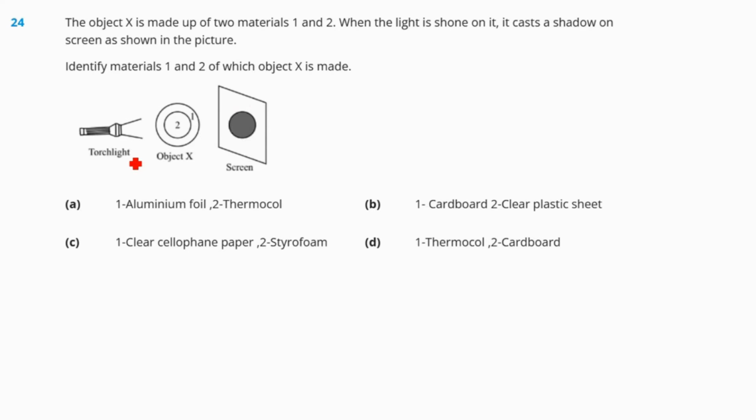Here you can see that when the light is being focused on this one, only one shadow is formed. So 1 should be cardboard that is opaque in nature, creating the shadow, and 2 is the clear plastic sheet that is allowing the light to pass. So here our answer should be option number B.